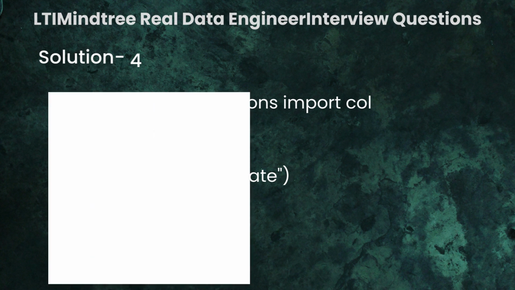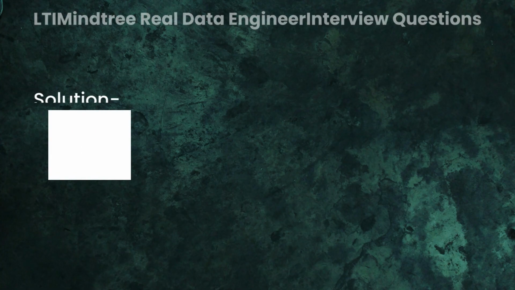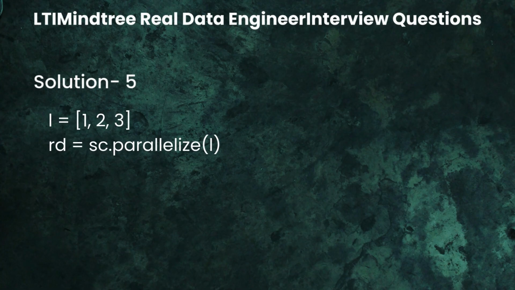And then we move to the question number 6. They asked me RDD related questions: how do you create an RDD from a Python list in PySpark? So here we use sc.parallelize to convert a Python list into an RDD.